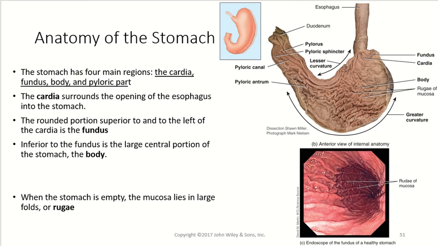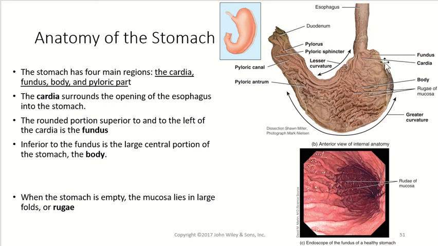The stomach is going to have four main regions. There's the cardia, the fundus, the body, and the pyloric part. They got real creative with that name there. The cardia is going to surround the opening of the esophagus into the stomach, which you can see here.